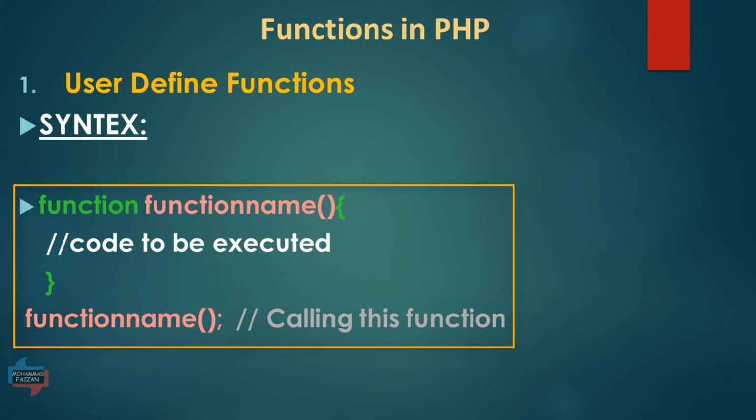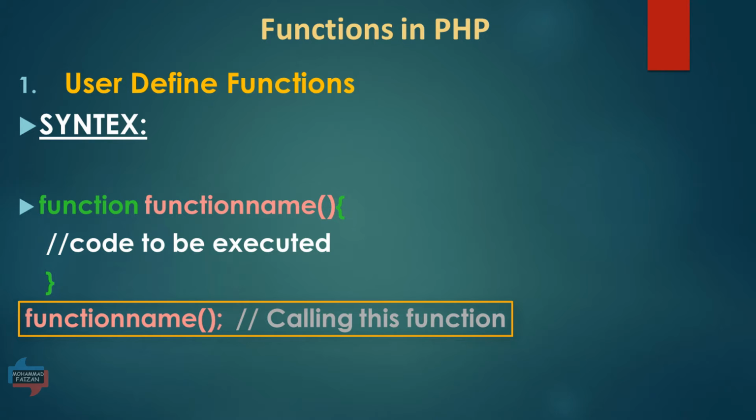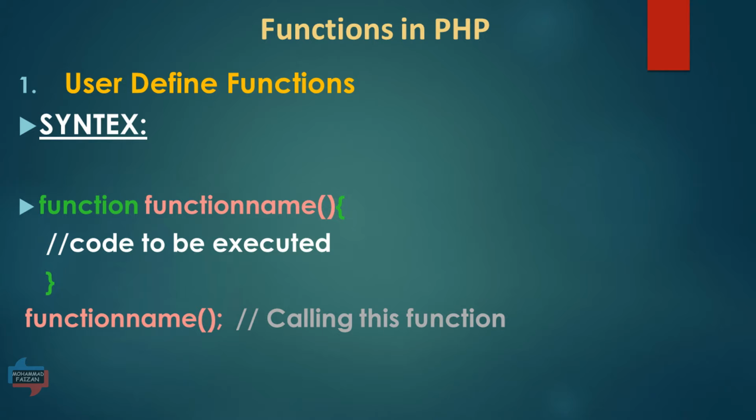You can see here the syntax of a user-defined function: the function name and then open and close braces. In the open and close braces we can keep our code to be executed, and then we can call this function by its function name. So we will see in the practical section how we can write code for functions. Let's see another.